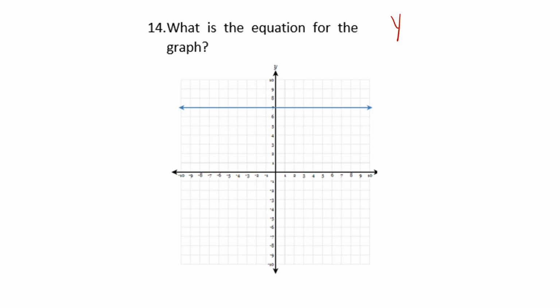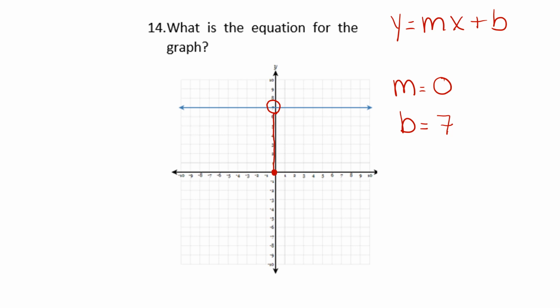For number 14, it says, what is the equation for the graph? We're going to write the equation in slope-intercept form, y equals mx plus b. When you have a straight horizontal line, your rate of change is 0, because the line does not go up, the line does not go down, it's just straight across, so it's a 0. To find the initial value, the y-intercept, we're going to look at 0 and see where the line crosses. The line crosses at +7.